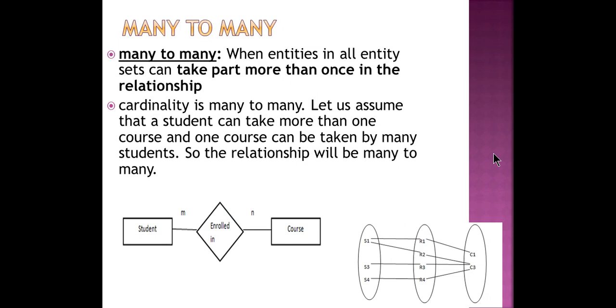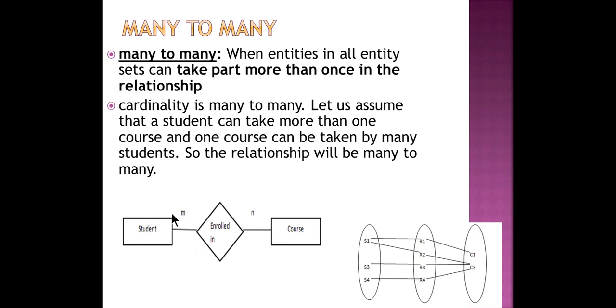Similarly, many to many, when both the sides they are participating more than once, then that is called as many to many. When entities in all the entity sets can take part more than once in the relationship set, then that is called as many to many. And you can see the example, many students enrolled in many courses. This is also one of the possibilities. If there is a provision, many students can enroll in many courses, then you can represent them like this.